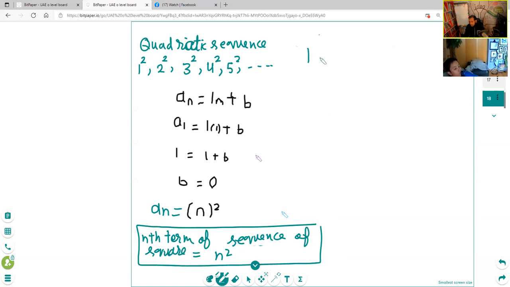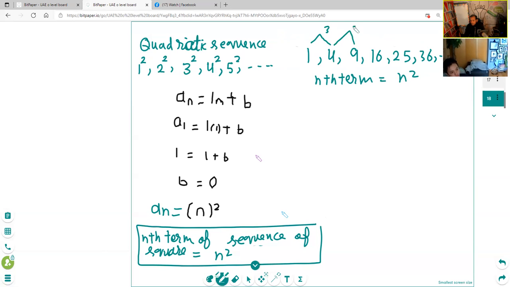When you are given 1, 4, 9, 16, 25, 36, these are square numbers. When you are given square numbers, you should understand the nth term is n square. See here, this is not an arithmetic sequence, because there is no common difference. See here, there is a difference of 3, a difference of 5, a difference of 7. There is no common difference.